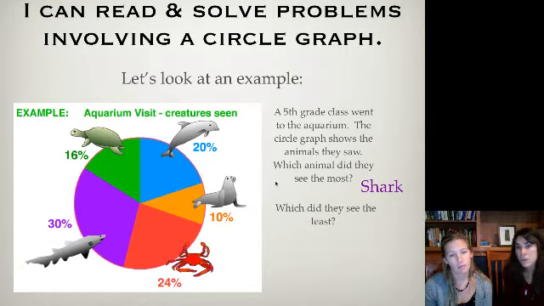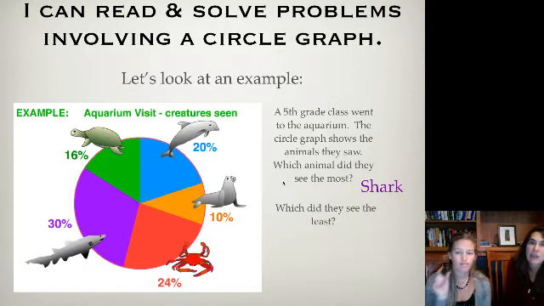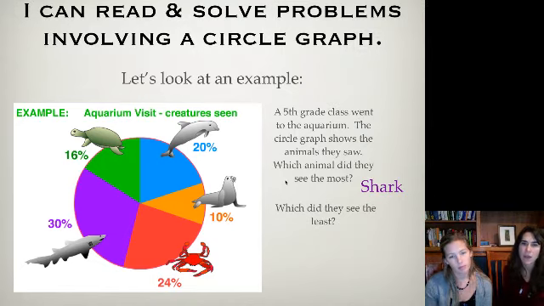Biggest section. So now thinking about the opposite, which did they see the least? So you're going to look for your smallest little pie section there, and that should be the seal.